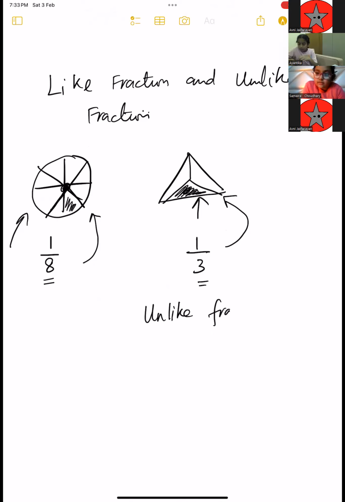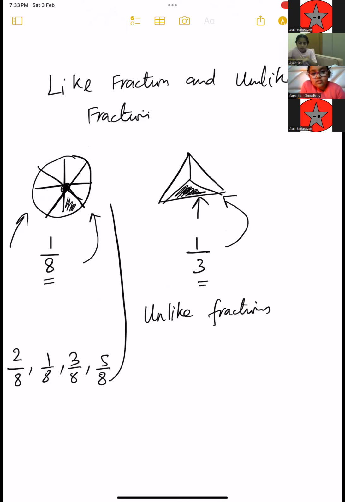Okay? Unlike fractions. But now if I say 2/8, 1/8, 3/8, 5/8, they are all part of this fraction. Do you agree? Yes, Ayantika and Samira?